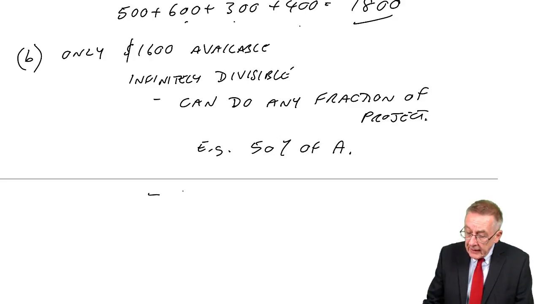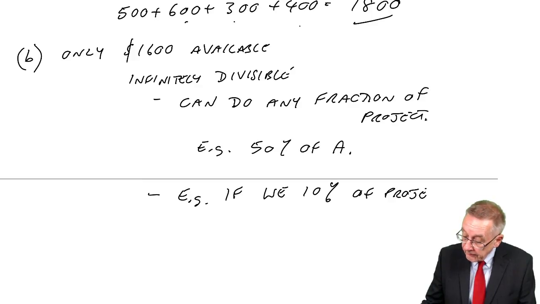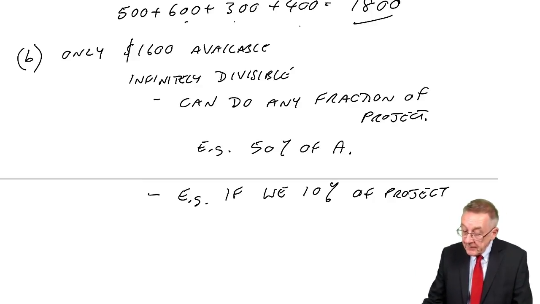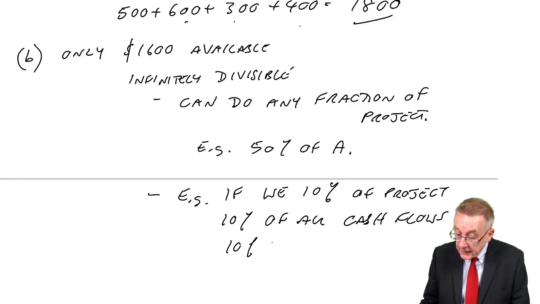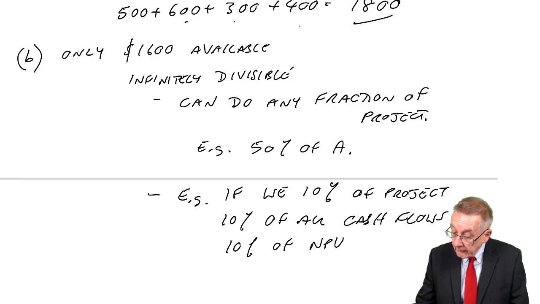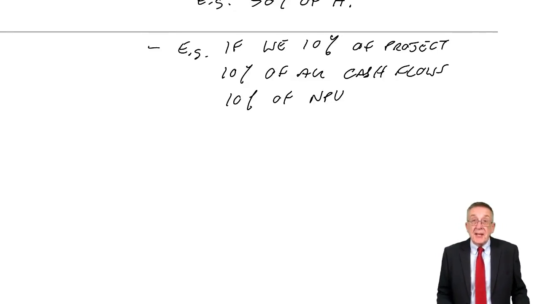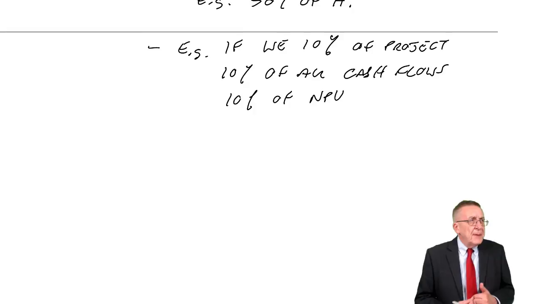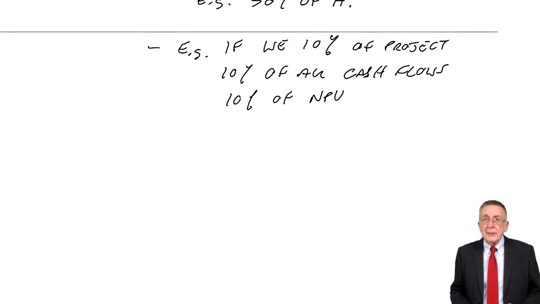So again, what I mean is, for example, if we do 10% of a project, remember we can do any fraction. If we do, for example, 10%, it'll be 10% of all the cash flows, and therefore 10% of the NPV. An example, obviously, if you do 60%, we'll get 60% of the cash flows and 60% of the NPV. Which, again, I don't think is, in most cases, terribly practical. Even if you can do half a project, I think it would be unusual to expect to get exactly half the returns.